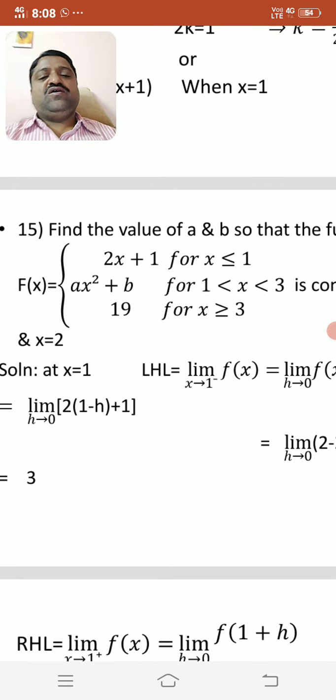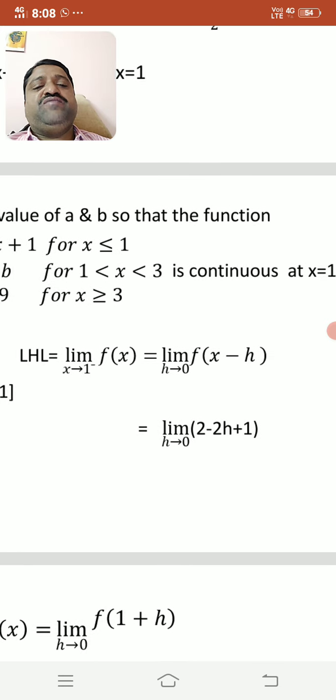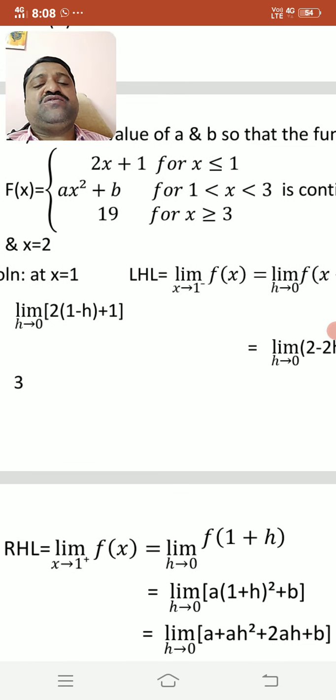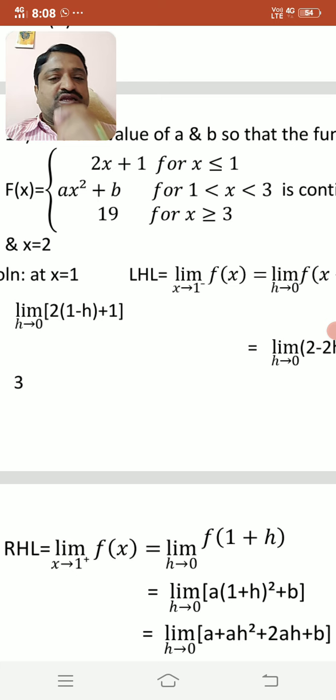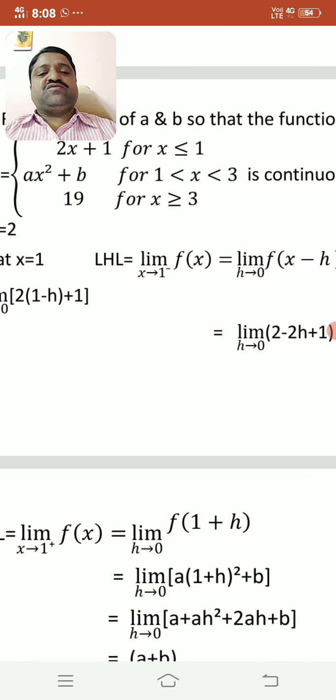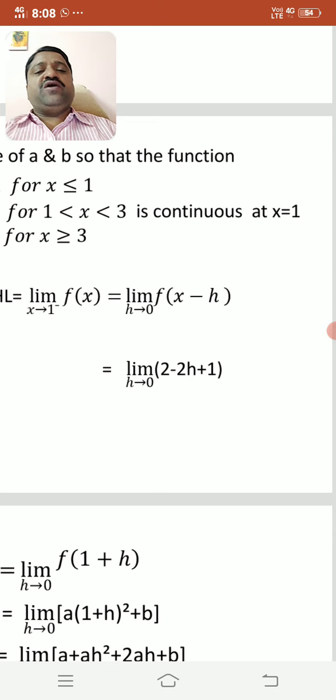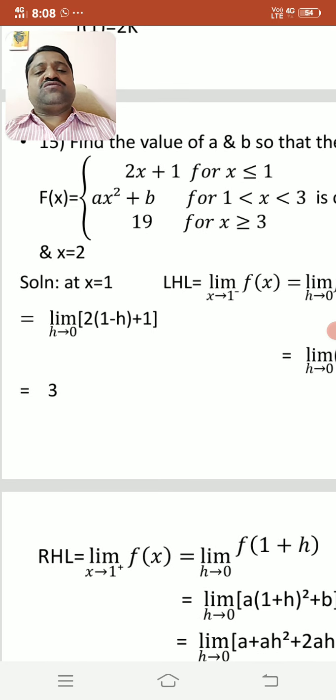Next example, find the value of a and b so that the function f of x is equal to 2x plus 1 for x less than or equal to 1, ax square plus b for 1 less than x less than 3, 19 for x greater than or equal to 3, is continuous at the points x is equal to 1 and x is equal to 3.